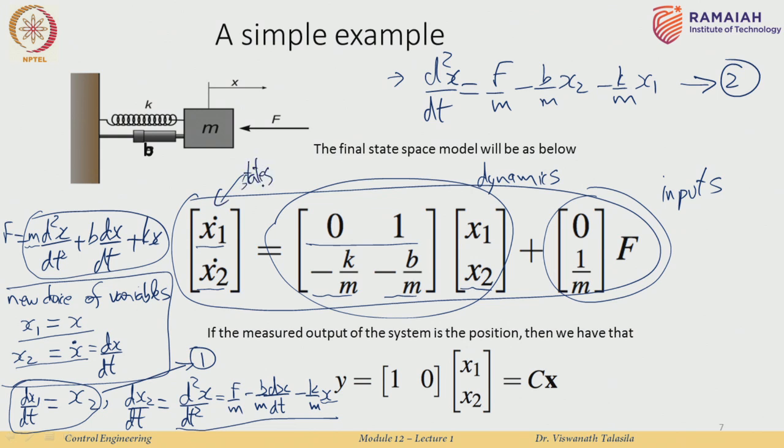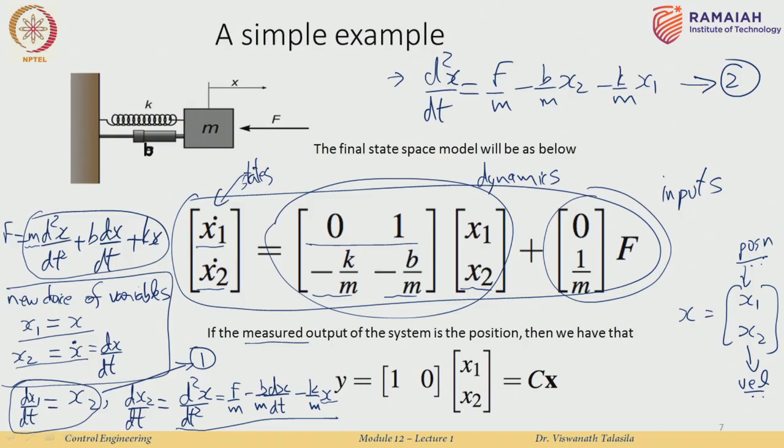Now let us say for this particular system I also want to measure the output, because without measurement you actually can't do control, you can't do analysis, any such thing. So let us say I want to measure the output of the system. Now what are the two states which I have? As we have seen, the two states are x1 and x2. x1 is nothing but the position, x2 is the velocity.